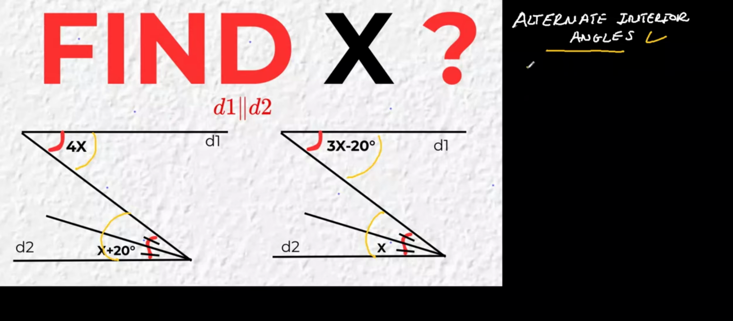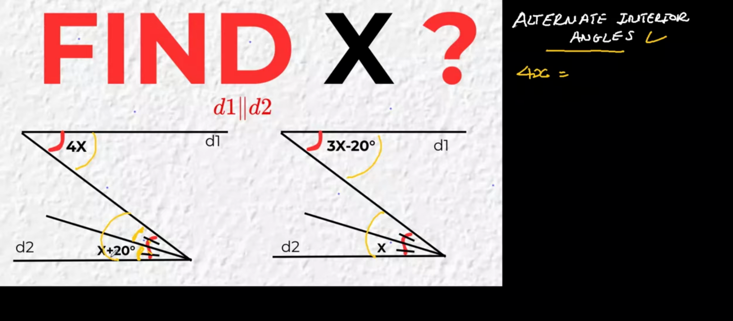The first example, 4x. If they are equal, that means 4x is equal to x plus 20. This shows you this is a bisector that divides this angle into two equal parts. So this angle and this angle are equal. So these are similar angles, or equal angles, what I'm saying.